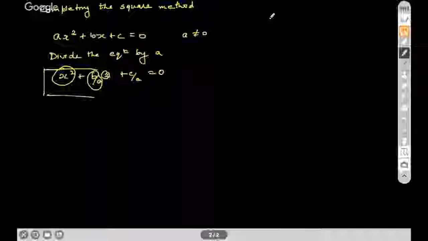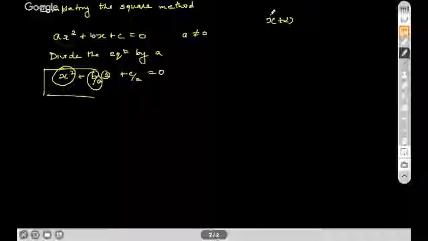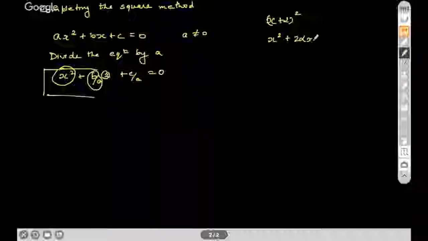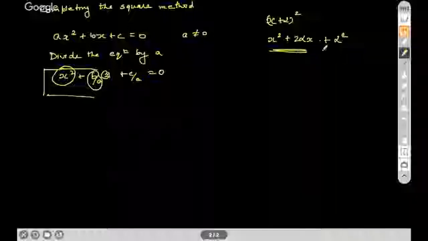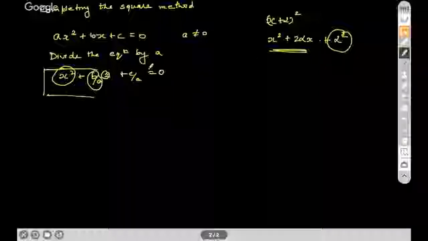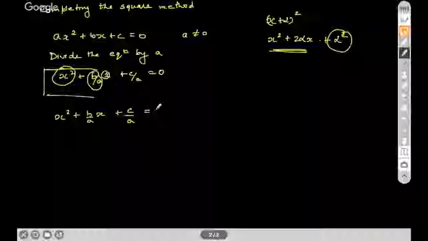What does it mean? It means that if I somehow get a form x plus alpha whole square, and you expand it, you'll get x square plus 2 alpha x plus alpha square, isn't it? So if you see, these two terms resemble the first two terms of this expansion of a square. So if we somehow add alpha square, then we can complete the whole square. That is what it means. So let us see how we do it.